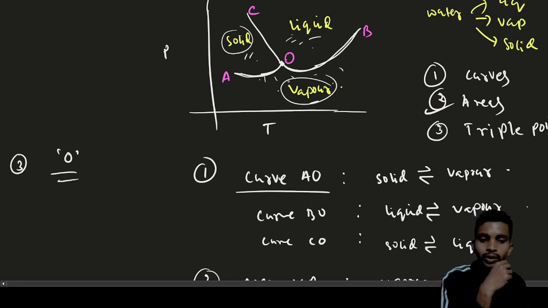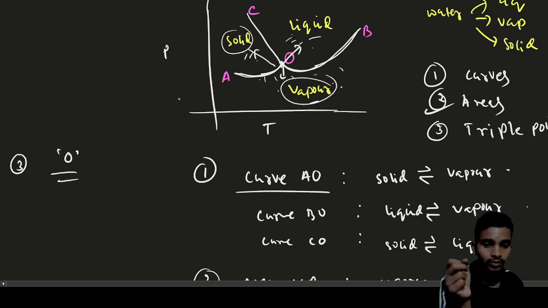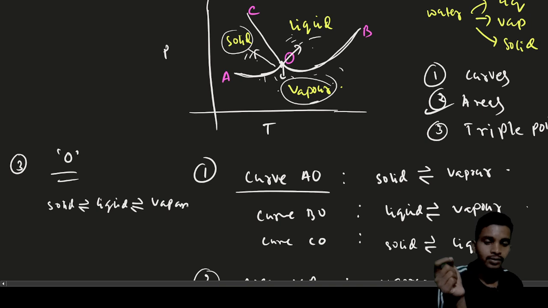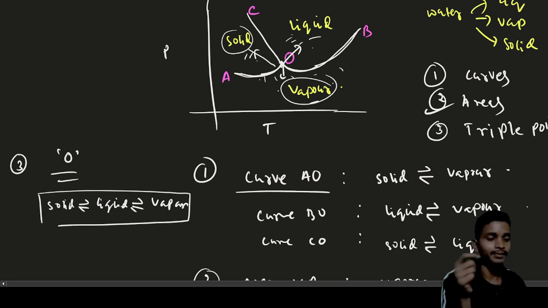So at O, what things do we find? Solid is here, liquid here, and vapor here. So at point O, the solid is in equilibrium with the liquid, which is in equilibrium with the vapor. So three things we will find: solid, liquid, and vapor.